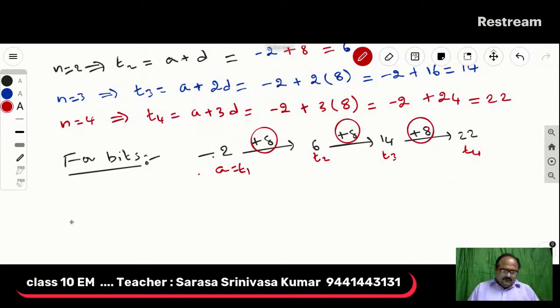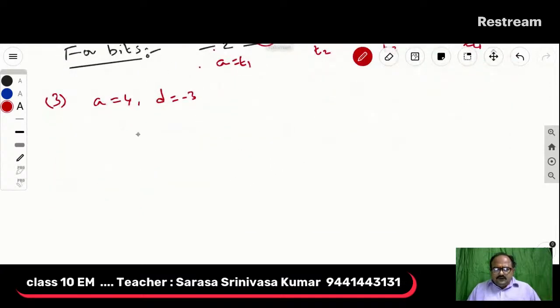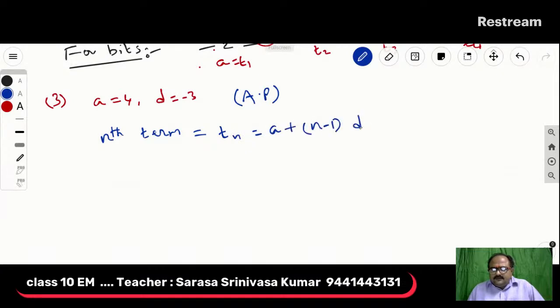Now we consider the next problem, the third problem. In this, a equal to 4, d equal to minus 3. Now we note down the formula. These are in arithmetic progression. In arithmetic progression, nth term Tn equal to a plus n minus 1 multiplied by d.